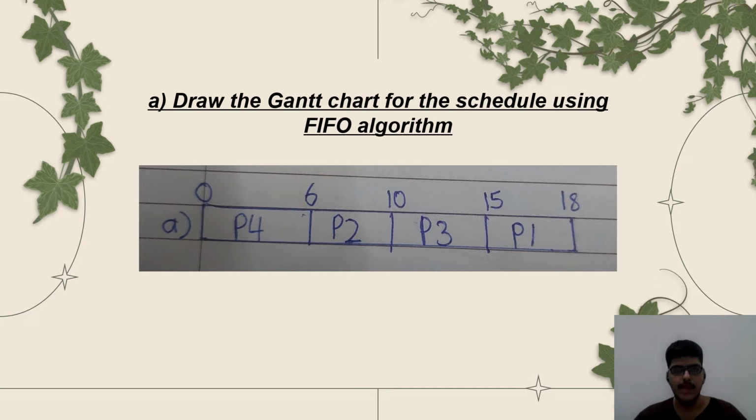This is the answer of question 2A. Draw the Gantt chart for the schedule using the FCFS algorithm. It will be first P4, P2, P3, and P1. From 0 to 6 is P4. From 6 to 10 is P2. From 10 to 15 is P3. From 15 to 18 is P1.